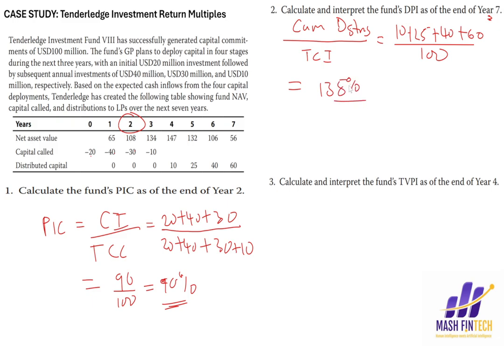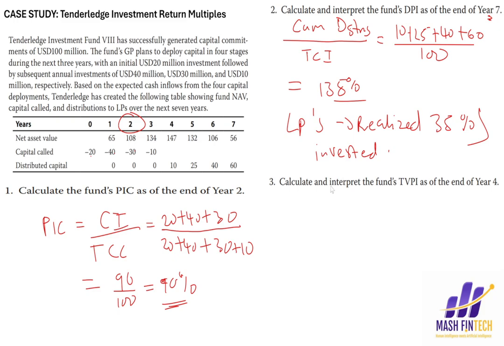So what this means is that after year number 7, the implication is that the limited partners, the LPs, have realized cash distributions. They've realized, because remember, cumulative distributions are realized returns, 35% more than what they've invested. They've realized greater than the total amount of cash that was invested.